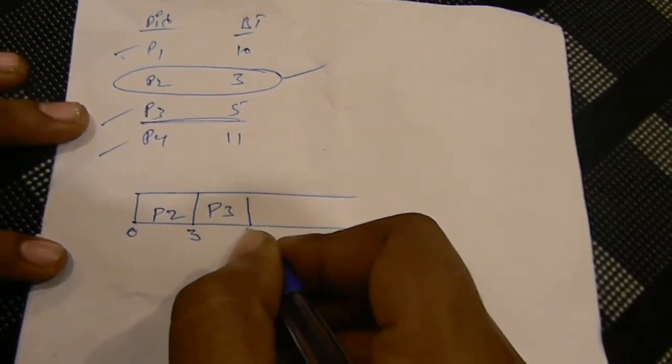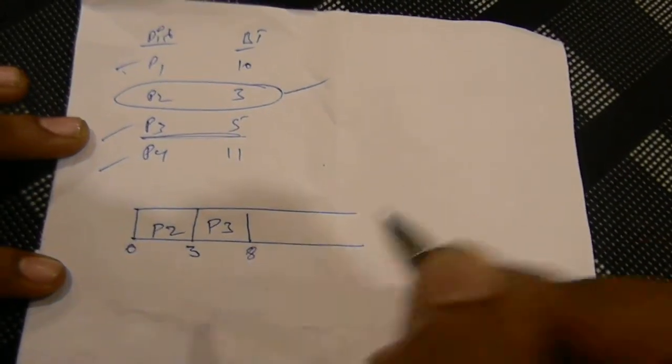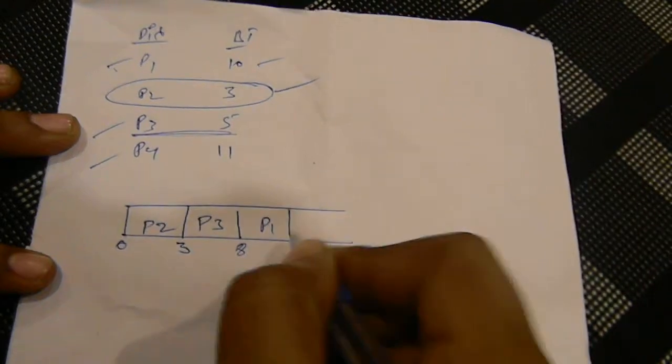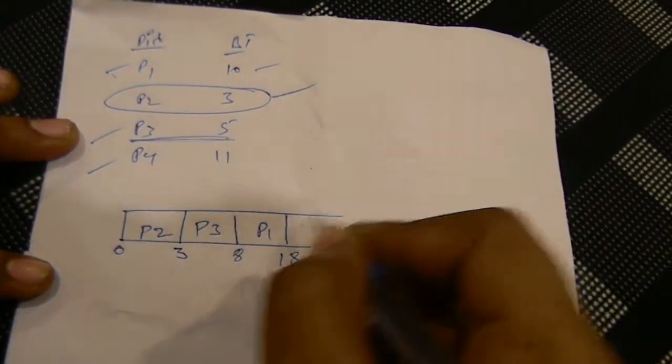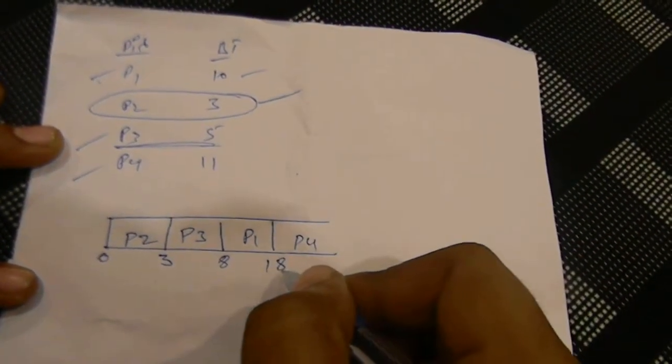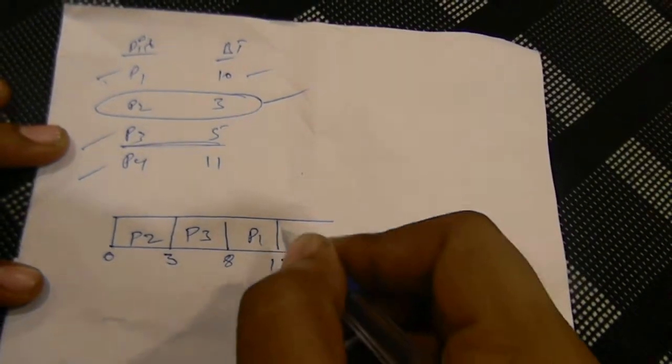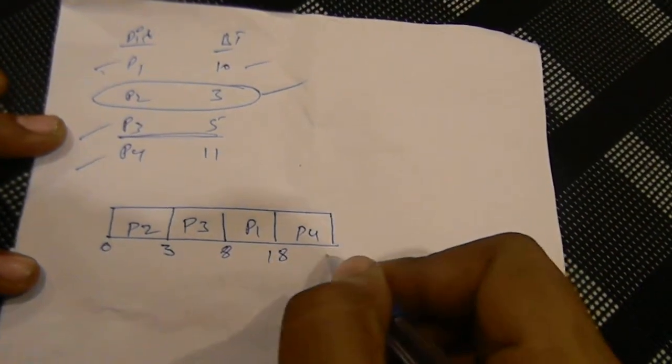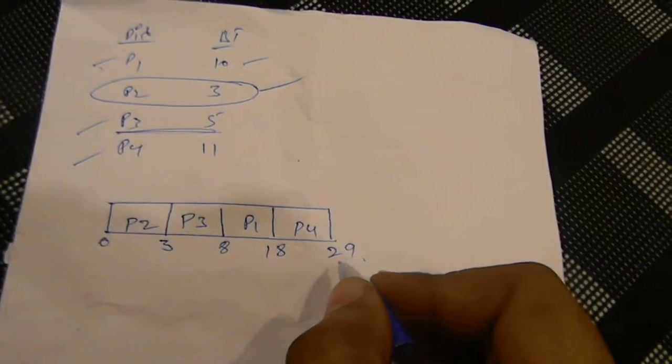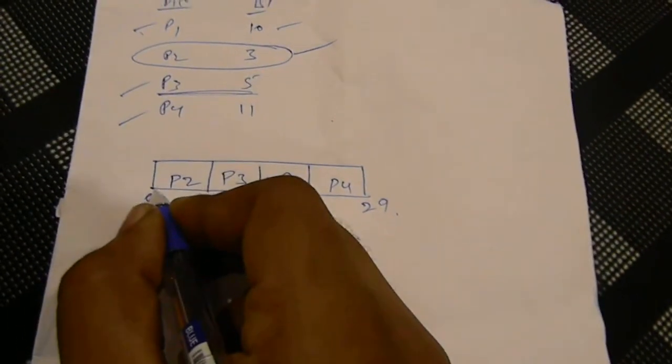Then the turnaround time for P3 is 8. Now P1 comes to execution, and after that its turnaround time is 18. Now P4 comes to execution and executes until it completes its execution. Now for P2, its waiting time was 0.